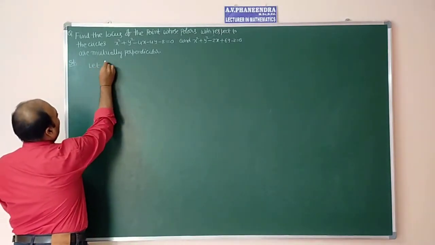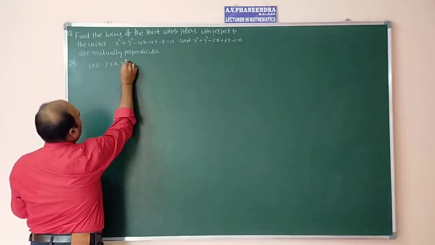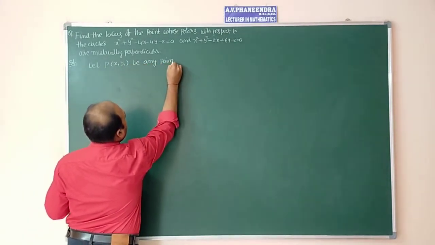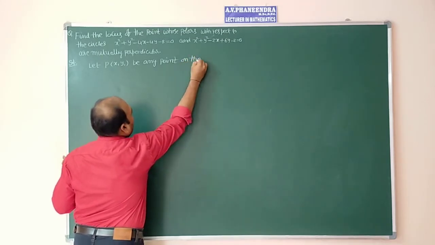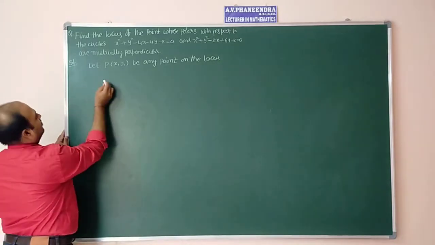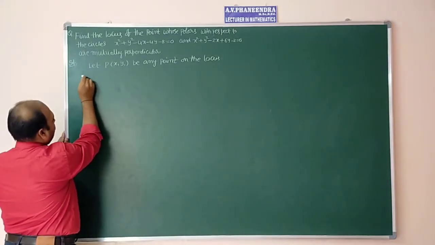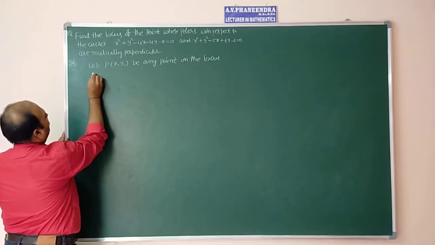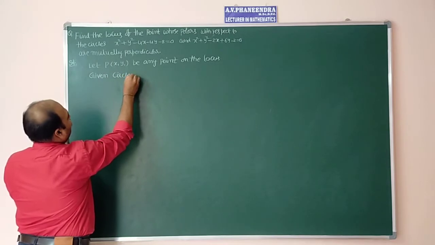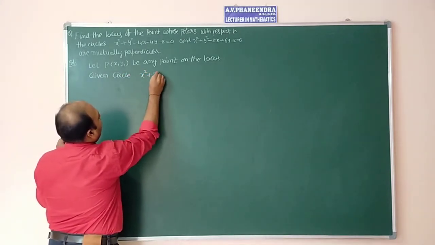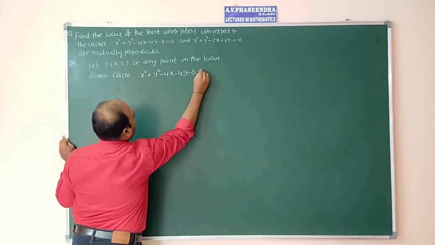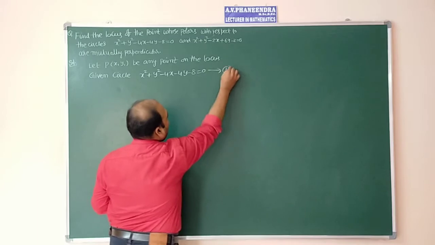Let P(x1, y1) be any point on the locus. Next, the given circles. First circle: x² + y² - 4x - 4y - 8 = 0. Put that as equation number 1.